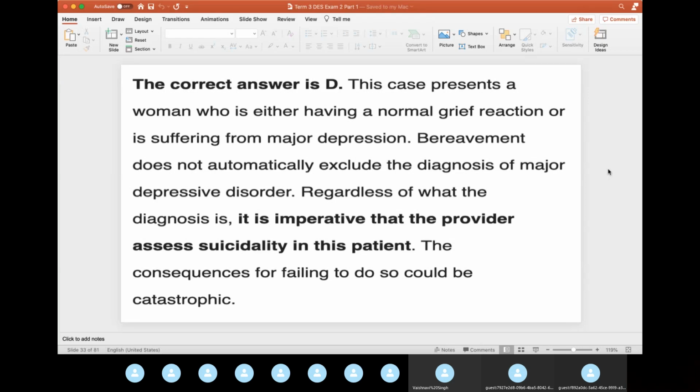So you know that in this case, the patient can either have a normal grief reaction or be suffering from a major depression. And you know that whether it's MDD or a normal grief reaction, you need to assess for suicidal ideation, right? So you always need to assess suicidal ideation in this patient. So someone said the correct answer is D.